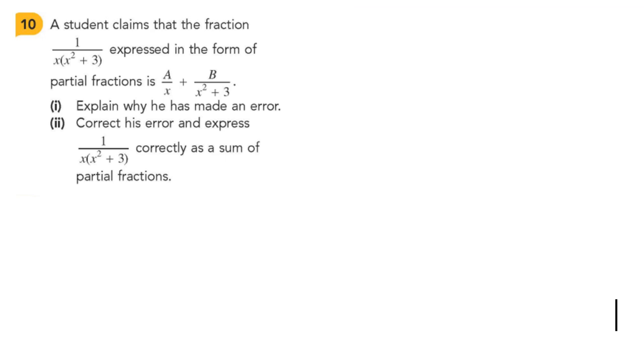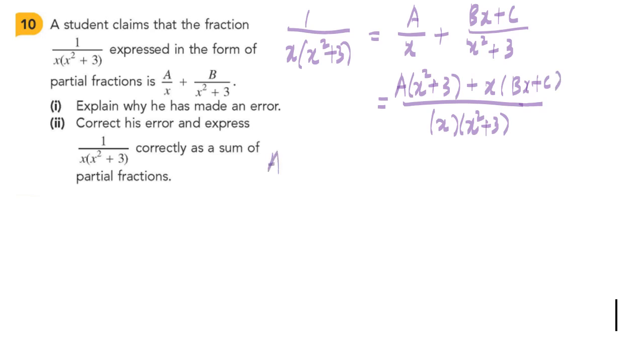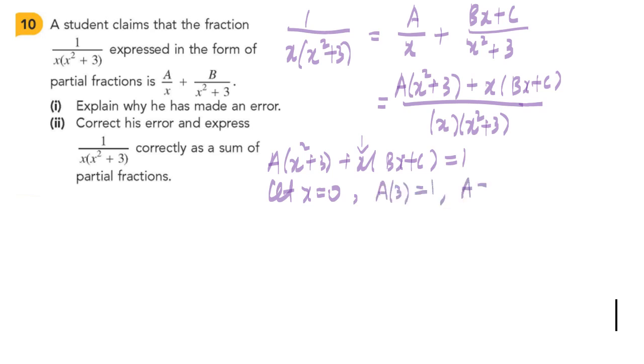Continue from what we have done in part 1. So part 2, now that we know 1 over x bracket x squared plus 3 can be decomposed into A over x plus bx plus c over x squared plus 3, let's try to find the unknowns A, B, C. Alright, so we're going to let x equal 0, because if x is equal to 0, then we eliminate B and C straight away. So that gives us A equals 1/3.